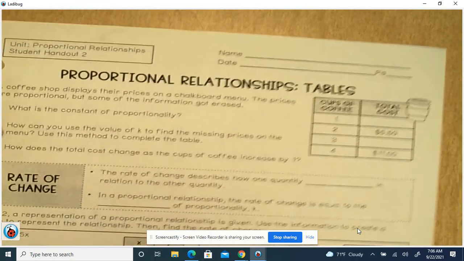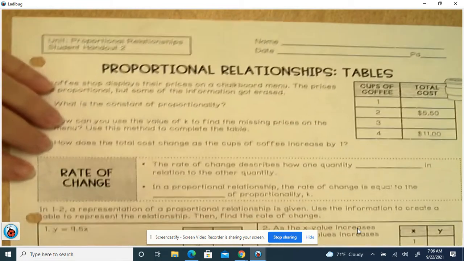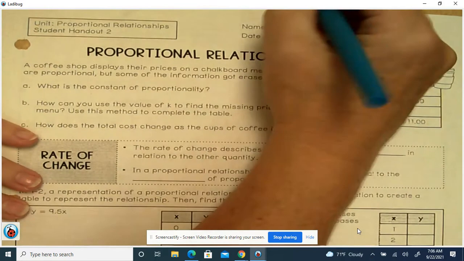This video is on proportional relationships in tables.